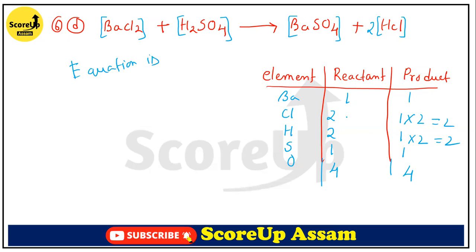Now see, on the reactant side barium is 1, on the product side 1. Chlorine on the reactant side is 2, on the product side 2. Hydrogen on the reactant side 2, product side 2. Sulfur on the reactant side 1, product side same. Oxygen also. So this is a balanced equation. This is the way to balance a chemical equation. I hope it is clear.